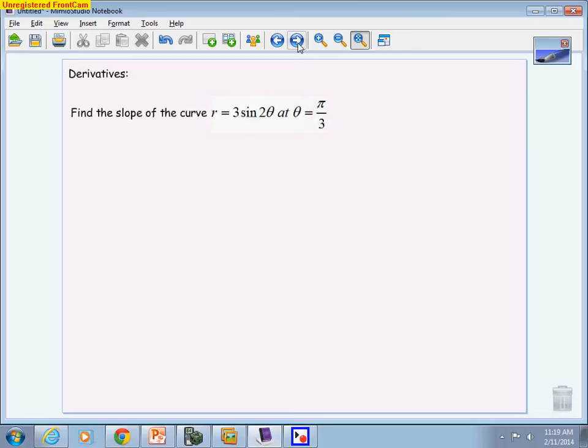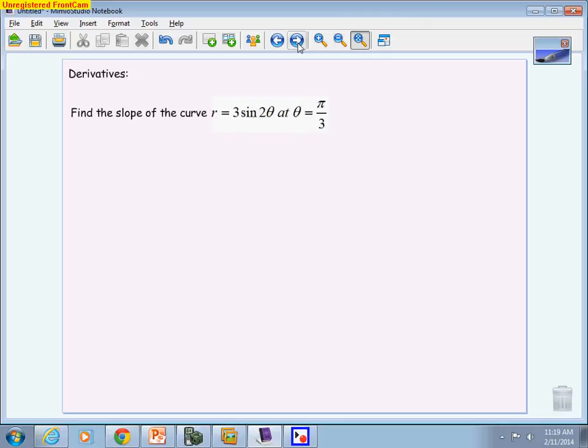For the derivatives, mainly the goal is that you can come up with ways that we write our x and y. We can find the dy/dx by using a lot of product rules and then use your unit circle and your calculator to come up with the exact slope at a particular angle. So for this one, it gives you our curve. r is 3 sine 2 theta, and we want to find the slope at the particular angle, pi over 3.